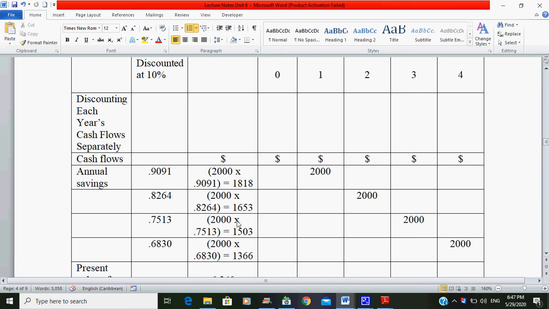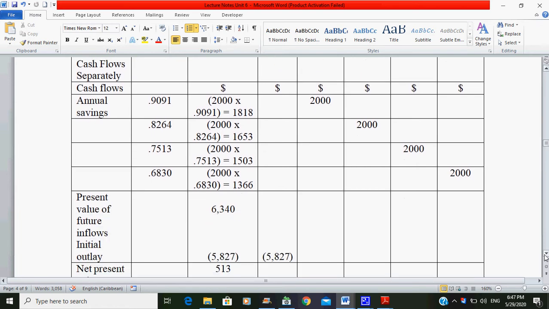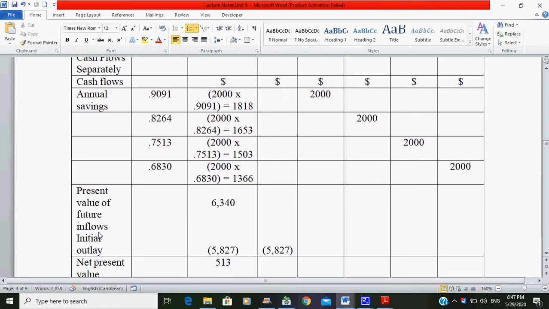And when you finish all of that, you add up all of these present values that you would have gotten, and that will give you the present value of the future inflows. Sorry, the present value of the future inflows is 6,340, and then you're going to add that to the 5,827. When you sum up all of that, you get 513. Technically, you're subtracting the initial outlay from the present values, right?